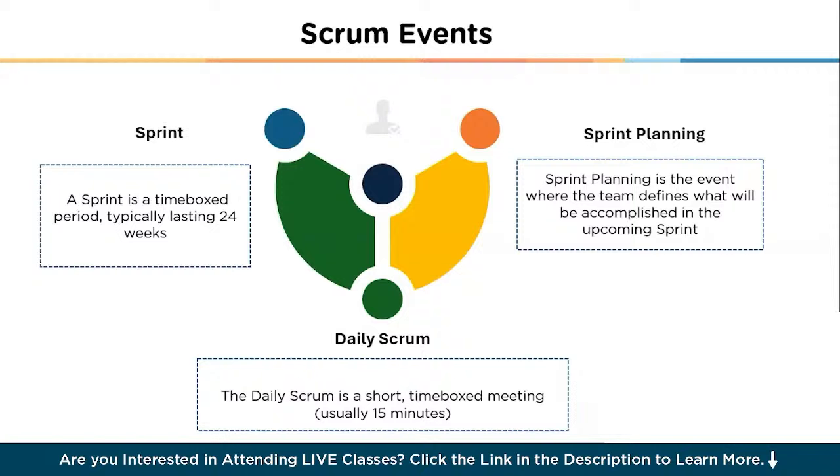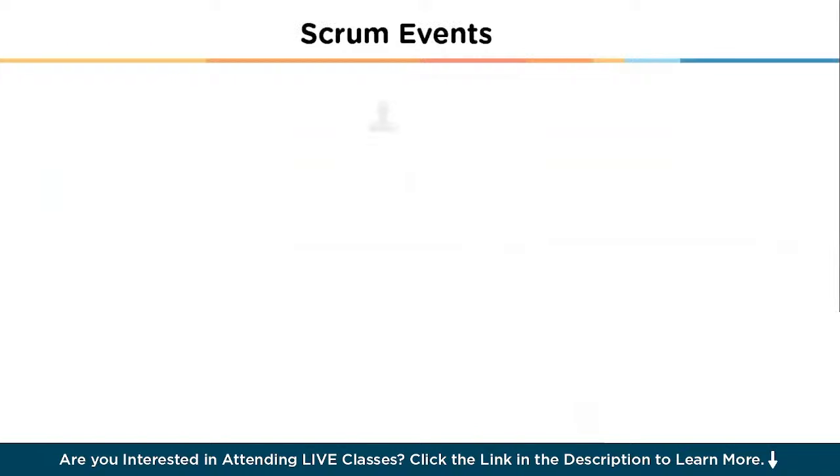The daily scrum promotes transparency and accountability, ensuring that everyone is aligned and aware of the team status. It also provides an opportunity to quickly address and resolve impediments, keeping the team on track to achieve the sprint goal. Next we have here is called sprint review.